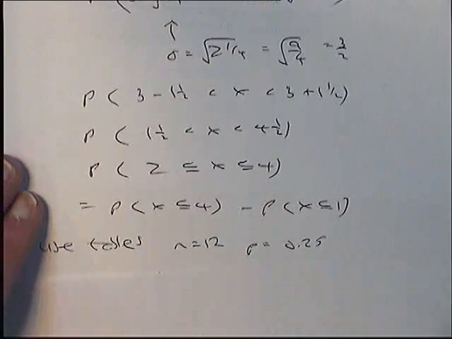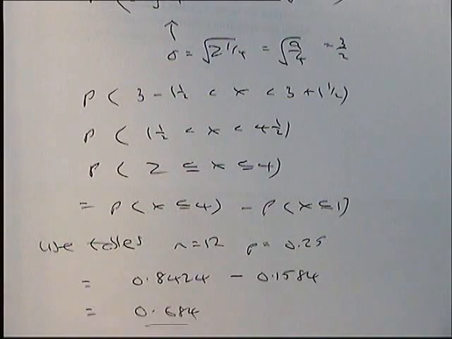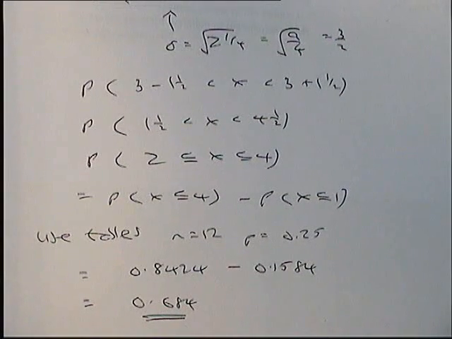That knocks out what you don't want at the lower end. Using tables, n is 12, p is 0.25. We were told that at the beginning. You can look up those numbers in your tables and you can get a final answer out. Okay?